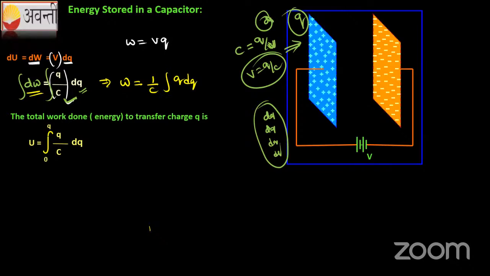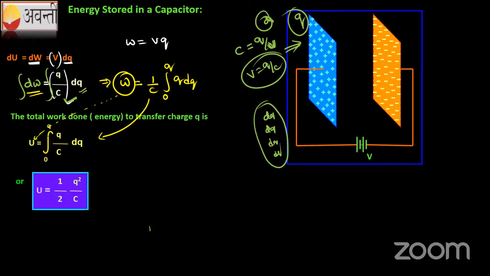From where to where do we integrate? We integrate from 0 to the total charge Q. That is what I directly wrote here. Correct? Now this work done, guys, we already discussed, is stored as energy. And then see, the next step, the answer has already come.